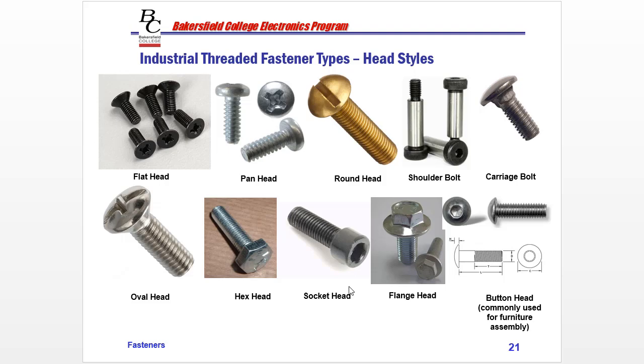to tighten and loosen it. In automotive and big machines, we see a lot of flange heads. So it's like a hex head with a built-in washer to it. And it's all one piece, it's all part of the actual bolt. But this is the flange head. And then the button head, which is flatter and wider than most of the other heads. They're commonly used for furniture assembly.